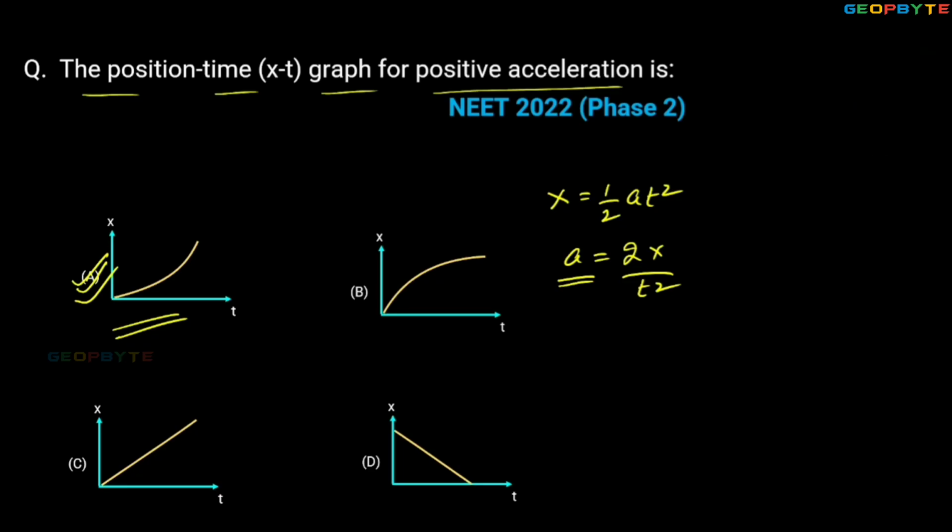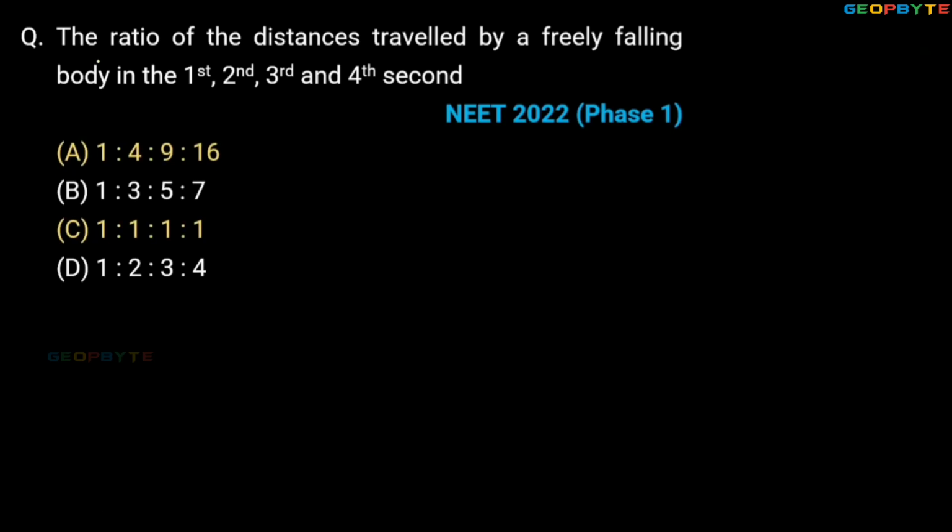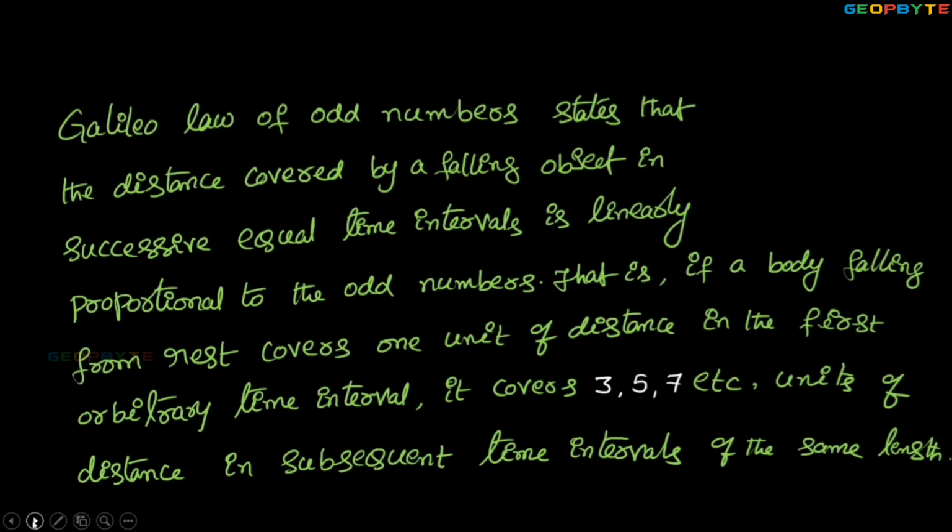Okay. Similarly, look at another important problem. Look at this problem. It is asking like this: the ratio of the distance traveled by a freely falling body in the first, second, third, and fourth second respectively. Okay, for the first, second, third, and fourth seconds. As you know, according to Galileo, look at that point.